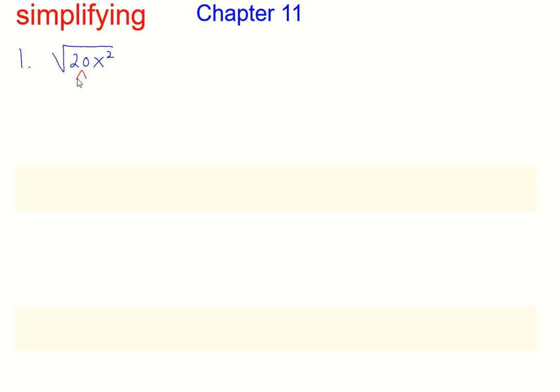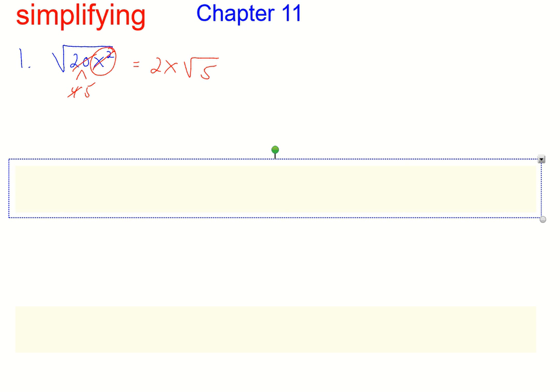So again, you say square root of 20. 20 is a 4 times 5. The square root of 4 is a 2. I can get a 2 out. Square root of x squared is an x. I can get an x out. Everything else remains in, which is a square root of 5. How many had that correct? Okay, good. I was hoping an easy one to get you going. So how about this one?